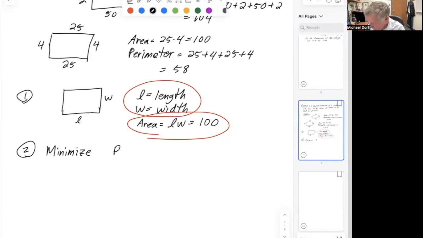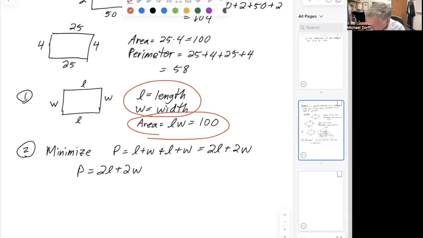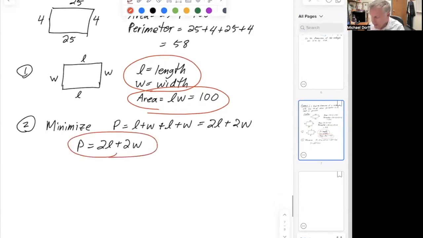We'll call that P, and the perimeter is what? Well, it's adding up all the sides around. So if I go to my diagram and I put my other sides in there, I'm going to get L plus W plus L plus W, which would be 2L plus 2W. All right, so we have this P, which is 2L plus 2W. And again, I'm going to circle that in red because that's important information. That's what I want to minimize.